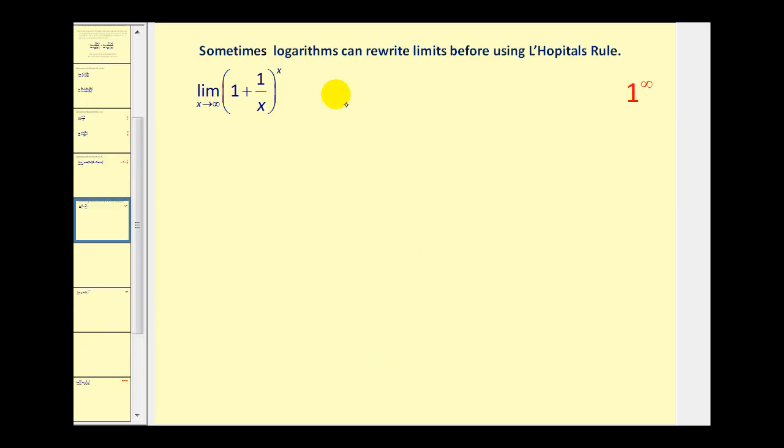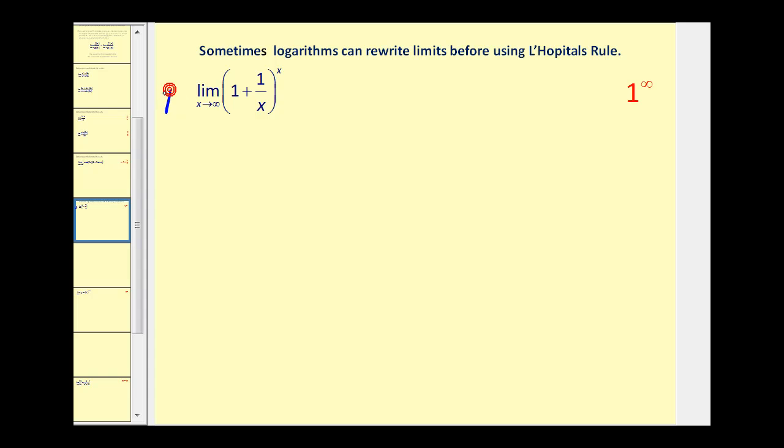Sometimes logarithms can help rewrite limits before using L'Hopital's rule. The limit as x approaches infinity of (1 + 1/x)^x approaches 1 to the power of infinity, which is an indeterminate form, but it's not in the form where we can apply L'Hopital's rule. But we can use logarithms to help.